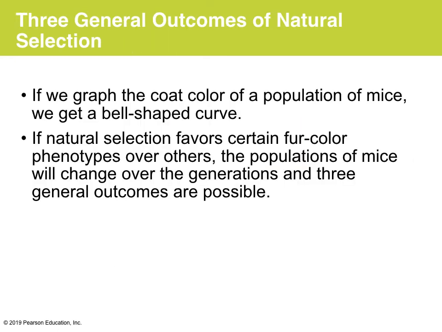Now, there's three general outcomes of natural selection. If you graph the coat color of a population of mice, you get a bell-shaped curve, right? So relatively light at one end, average in the middle, relatively dark at the other end. If natural selection favors certain fur color phenotypes over others, then the populations of mice will change over the generations. Now, there's three general outcomes that are possible if you place them in an environment that's changing and you have resulting changes in the population.